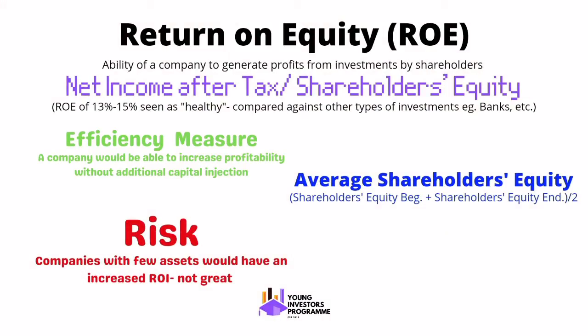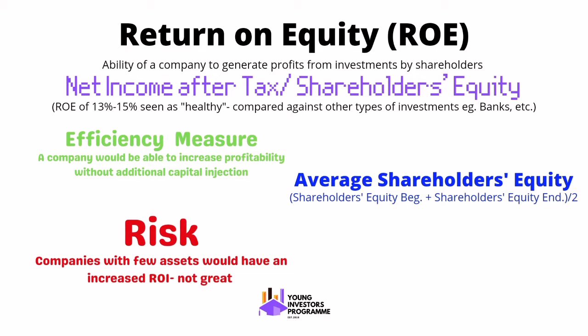Right, so next we have the return on equity, or ROE. It's very much an accounting ratio. It is the ability of a company to generate profits based off the investments by shareholders. And the formula for that is net income after tax divided by shareholders' equity. That would be average shareholders' equity.